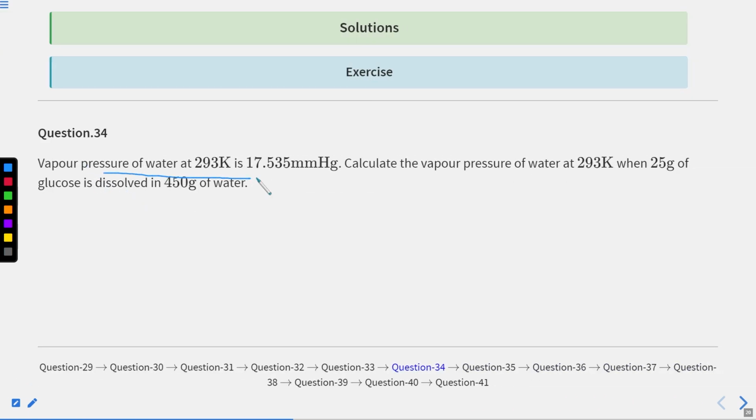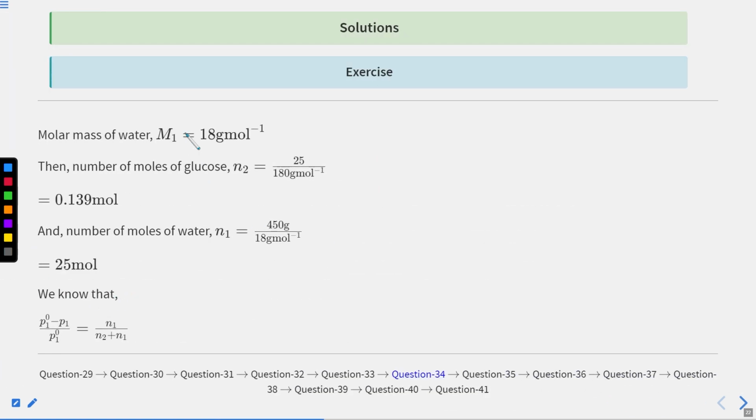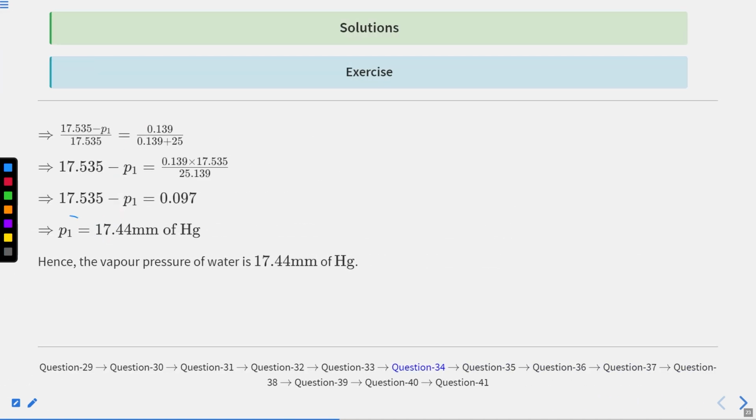The vapor pressure of water at 293 Kelvin is this much. Calculate the vapor pressure at 293 Kelvin when 25 gram of glucose is added. So for that, we know P1 naught, it is given, the mass of water is given. Now the molar mass of glucose we have calculated from here, that is 180 gram per mole. Now M1 we know, therefore the number of moles we can calculate, and the number of moles of water can also be calculated. We'll use this formula and we will get our P1.